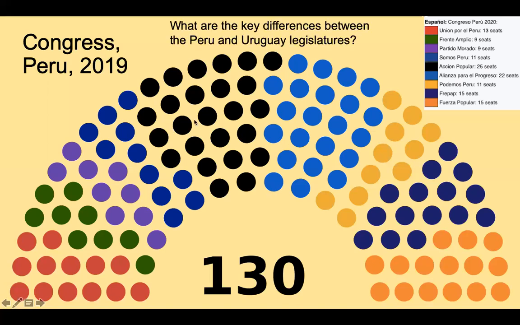So the key institutional differences that you've already identified here are as follows. Peru has a unicameral legislature.